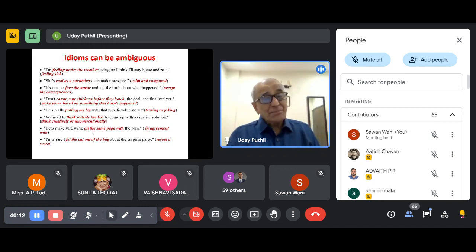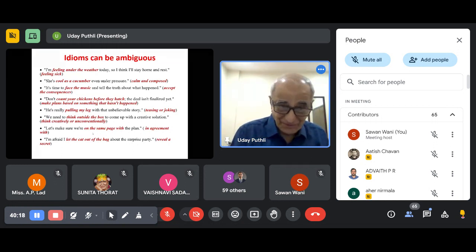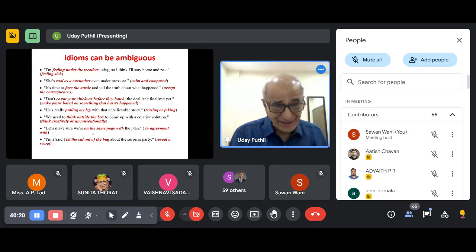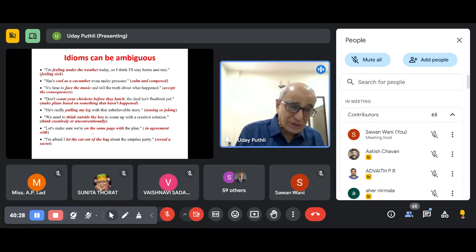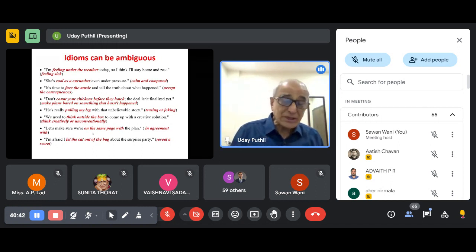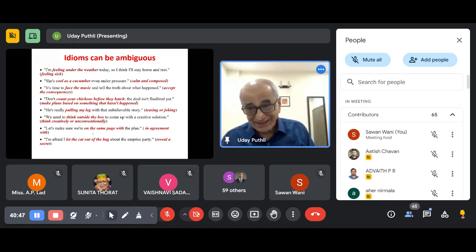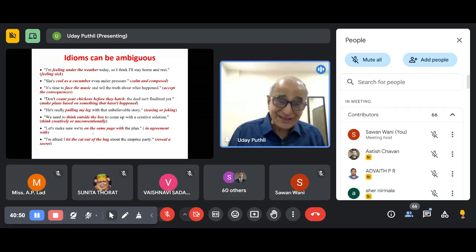She's cool as a cucumber even under pressure. What is a cucumber? In Marathi, we call it kakdi. In Hindi, we call it khira. Now, it's a very cool thing. We like to eat it because in summer it gives us coolness. But if I say she is cool as a cucumber, we are comparing a cucumber with her attitude. We are not saying that she is a cucumber. वो खीरा है नहीं ऐसा नहीं है. Now she's cool as a cucumber even under pressure. She is calm and composed. That's what it means.